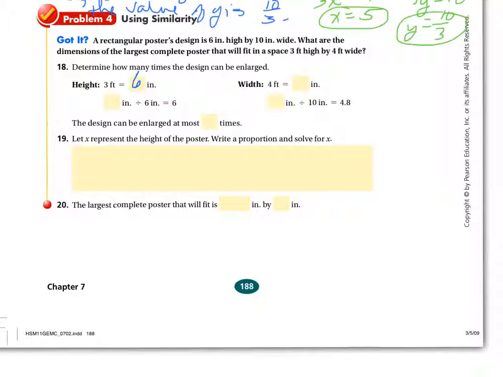I don't know if that's what they want. I think they want to know what actually is 3 feet. So how many inches is 3 feet? 36 inches. And how many inches is 4 feet? 48 inches.